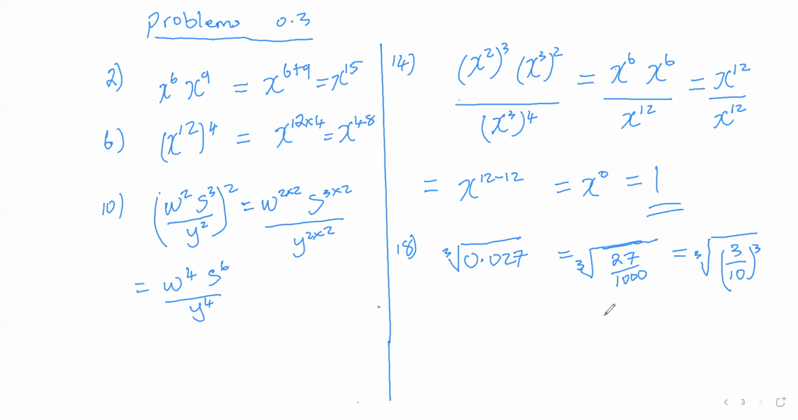Okay, and then by my law 5 of radicals, we are told that if the index and the power are the same, they cancel each other and we are left with just the radicand. Okay, and therefore our answer is 3 over 10. So the cube root of 0.027 is basically 3 over 10.